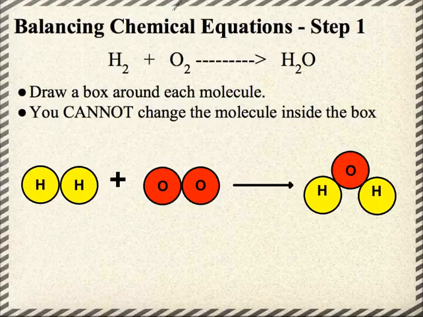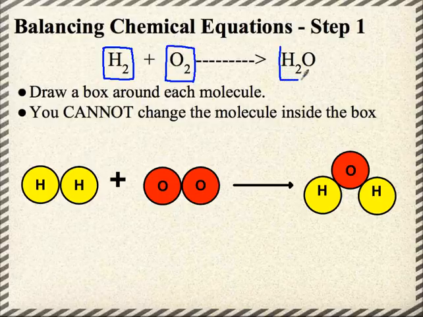Step 1 is we want to draw a box around each molecule. There's a significant reason why we do this. What you're trying to say is that you cannot touch what's inside the box. Because I'm going to tell you right now, most kids do this. They go, okay, why can't I just put a 2 there? If I put a 2 there, now I have 2 oxygens, I'm done, right?